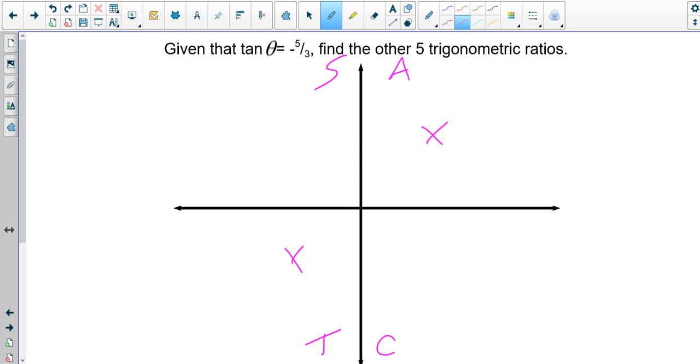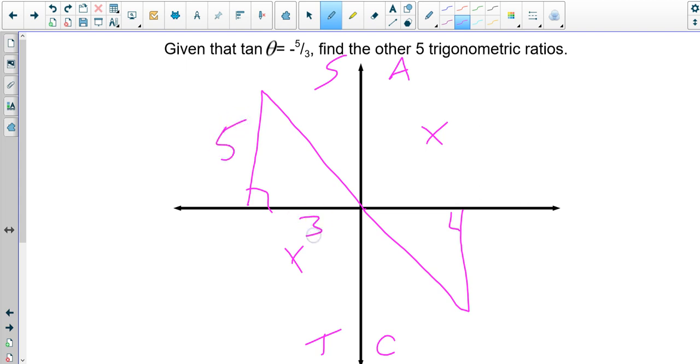It could happen in either one of the other two quadrants, so I just draw a random right triangle down here into quadrants 2 and 4. The tangent is equal to opposite over adjacent, so I'm going to label these as 5 and 3, and likewise 5 and 3 down here in the other missing quadrants. We now have two sides of a right triangle here. Sorry, that's not a very good right triangle.